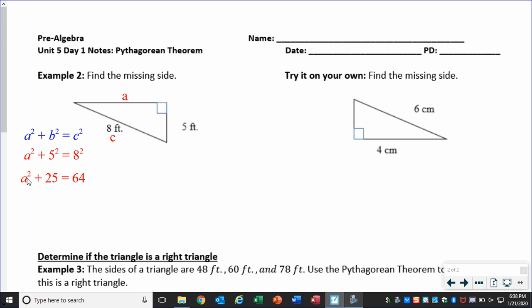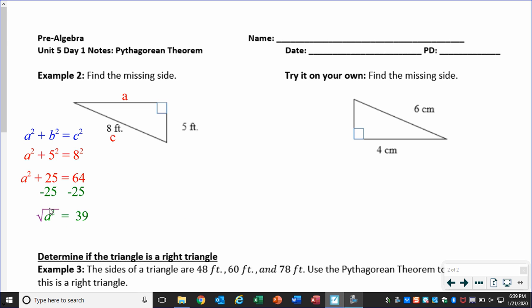Now I'm going to solve for a squared, just get it by itself. So that means I need to get rid of the plus 25. So I subtract 25 from both sides. And now I'm left with a squared equals 39.